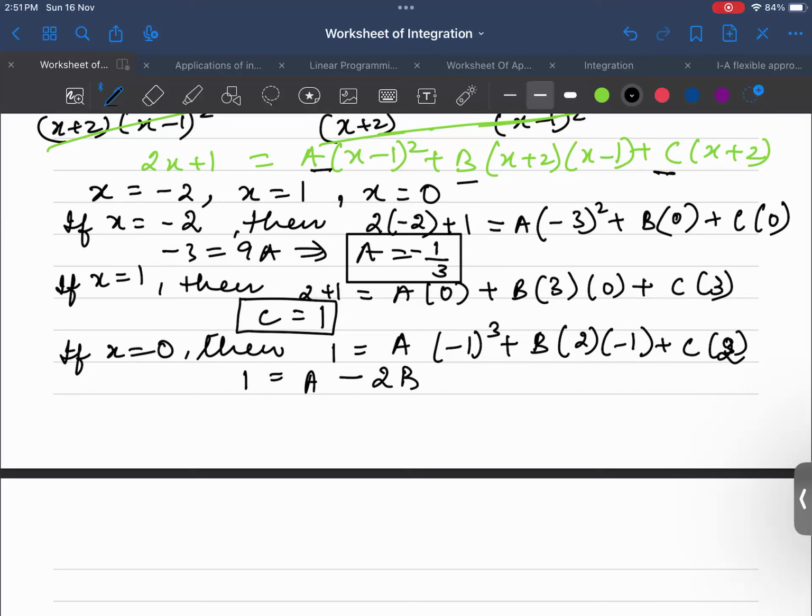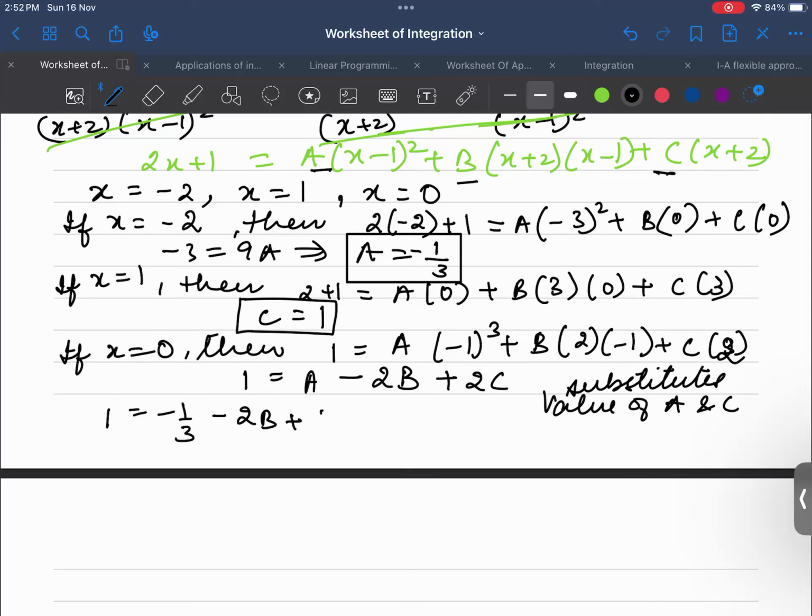Minus 2b plus 2c. Now we know the values of a and c. We will substitute the values of a and c as we have calculated above, so it will be easy for us to get the value of b. Equals to minus 1 upon 3 minus 2b plus 2 into 1. Solve it, and we will get b equals 1 by 3. Now we get the values of all the three constants.